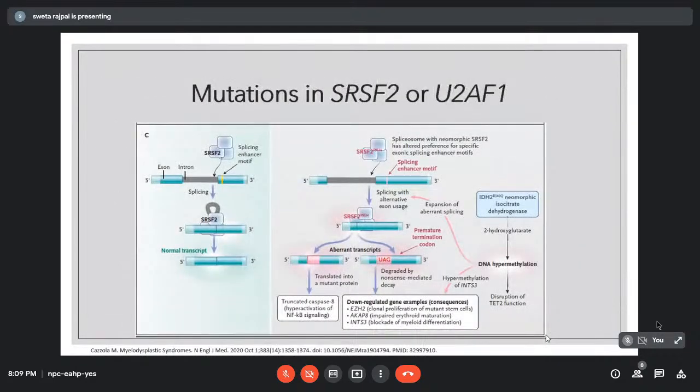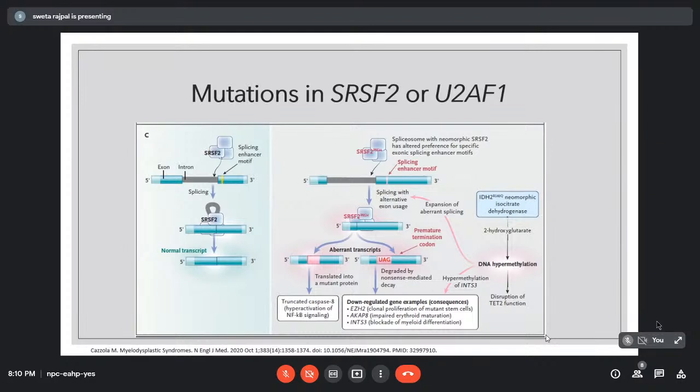So as I mentioned before, this SRSF2 mutation leads to a neomorphic splicing site. Because of that, it will lead to formation of an aberrant transcript, and it can be translated into a mutant protein that activates nuclear factor kappa B signaling, or it can lead to nonsense-mediated decay due to introduction of a premature termination codon, leading to downregulation of EZH2, ACAP8 or ENTS3, leading to blockade of myeloid differentiation, impaired maturation, or clonal proliferation of mutant stem cells.